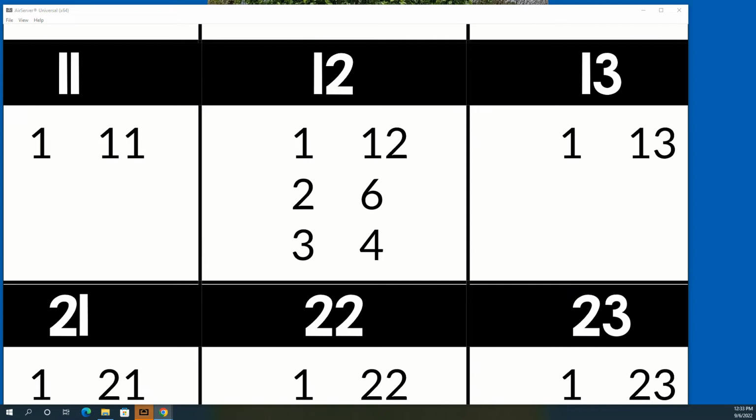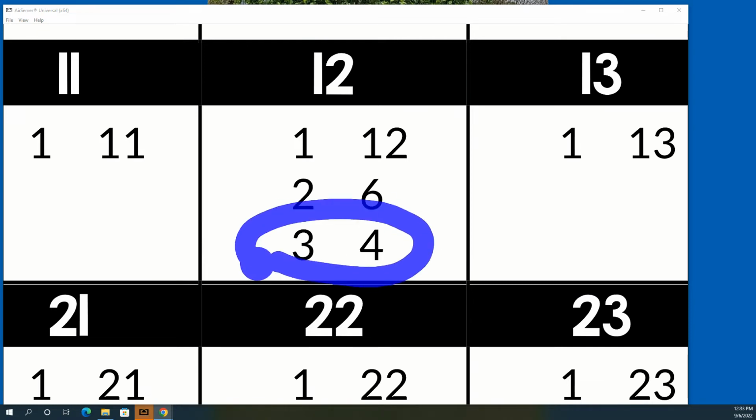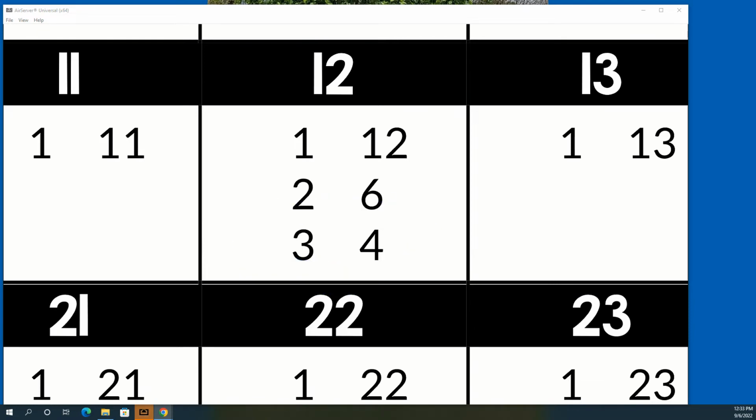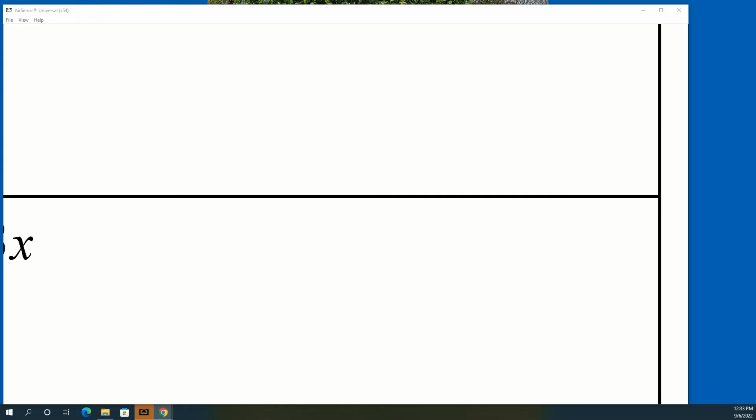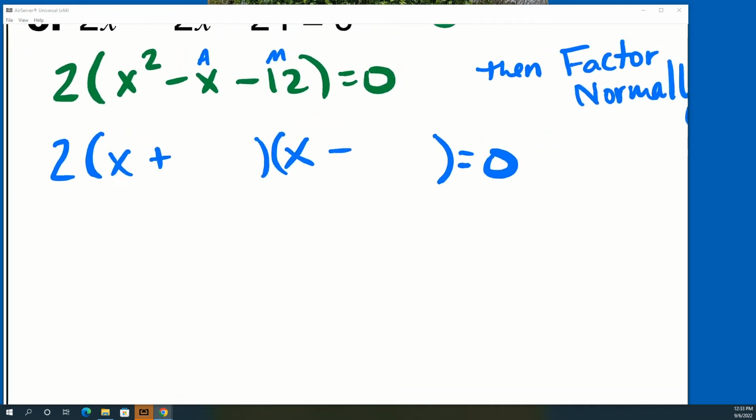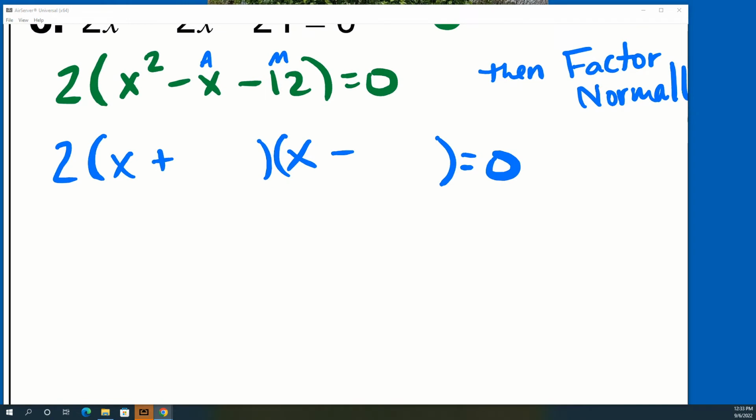What do y'all think? 3 and 4. Yep. All right, which one needs to be negative? Because we want to get negative 1. The 3 or the 4? The 4, good. The bigger one needs to be negative.